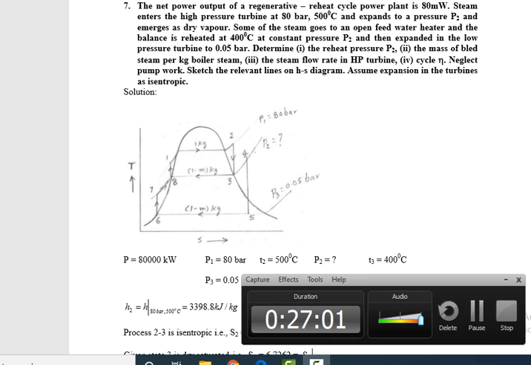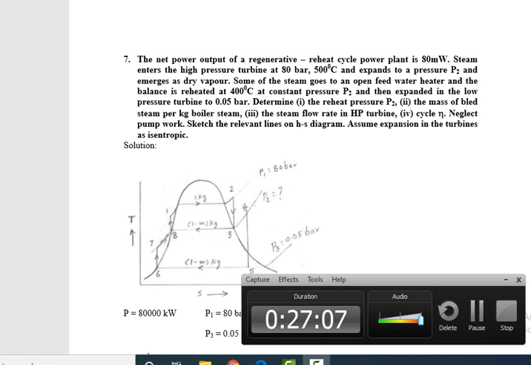Again, this numerical belongs to the feed water heater. In this numerical, the net power output of the regenerative cycle is given as 80 megawatt. The steam enters the high pressure turbine at a pressure of 80 bar and 500 degrees Celsius. That means the temperature is more than 100 degrees Celsius, so the steam is superheated.